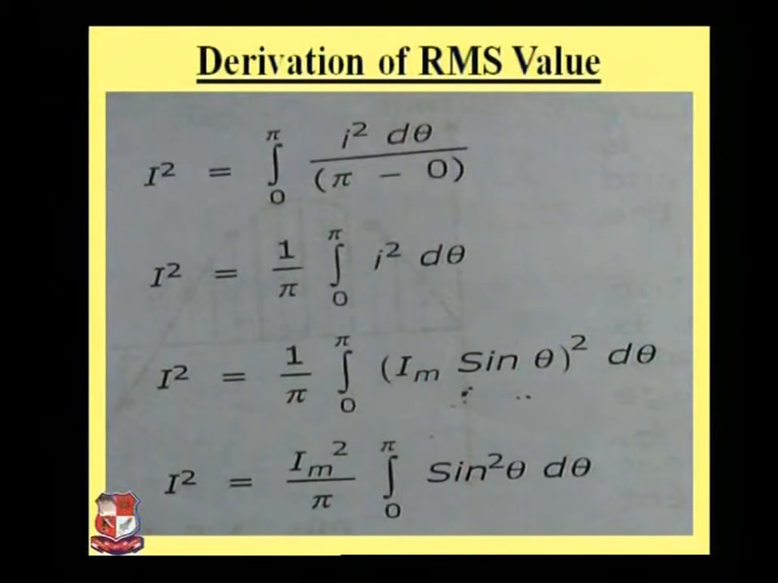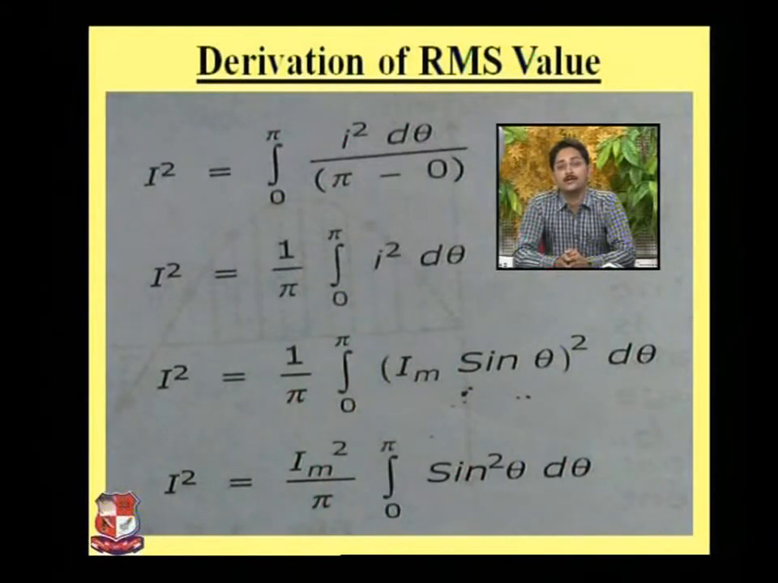So I square is 1 by pi, because pi is a constant, so keep it outside the integration: 1 by pi integration of 0 to pi I square d theta. Now I is our instantaneous current, so put the value of I, that is Im sine theta, and square it. So the third step becomes I square equals 1 by pi integration of 0 to pi (Im sine theta) whole square d theta. Now Im is a constant, so you can keep Im outside the integral. So the fourth step is I square equals Im square upon pi integration of 0 to pi sine square theta d theta.